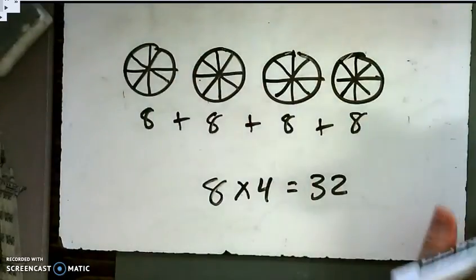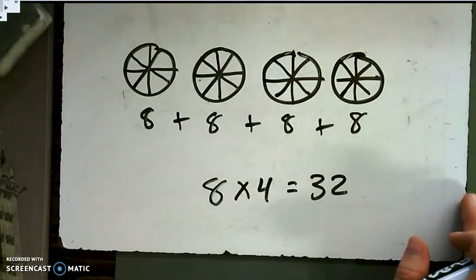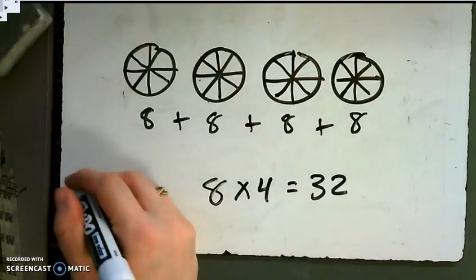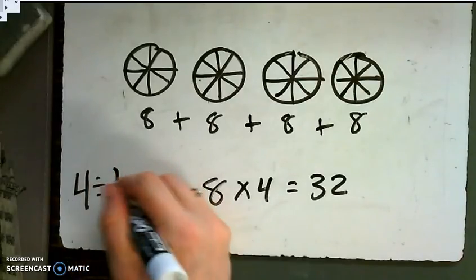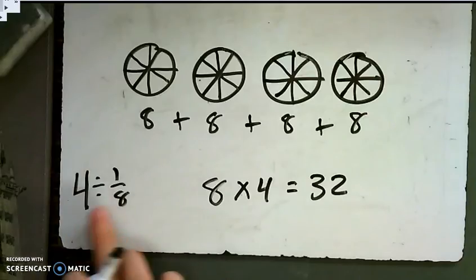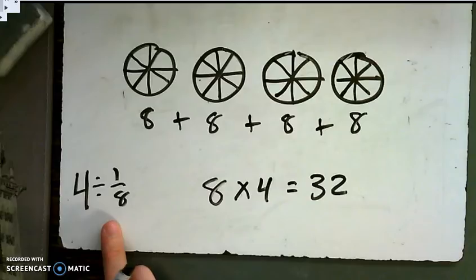Now we solved the problem using models and just using common sense. But if you want to know how to solve it mathematically, what you're actually doing is you're taking these 4 pizzas and you're dividing them into 1/8 slices. You're taking 4 whole pizzas and you're dividing it into 1/8 slices.